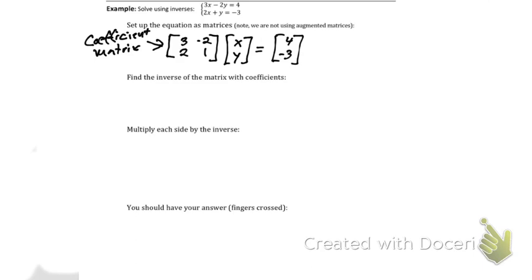So we need to find the inverse of 3, negative 2, 2, and 1. I don't think I did anything extra on that step. No. So we need to find the d value. The d value is going to be our top left times our bottom right, 3 times 1, minus our top right times our bottom left. So that'll be negative 2 times 2, which becomes a negative 4. So 3 minus a negative 4, we're actually adding, and we should come up with 7.